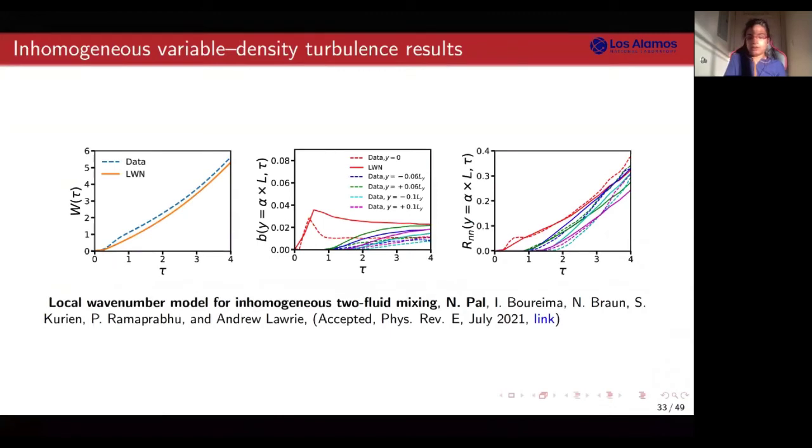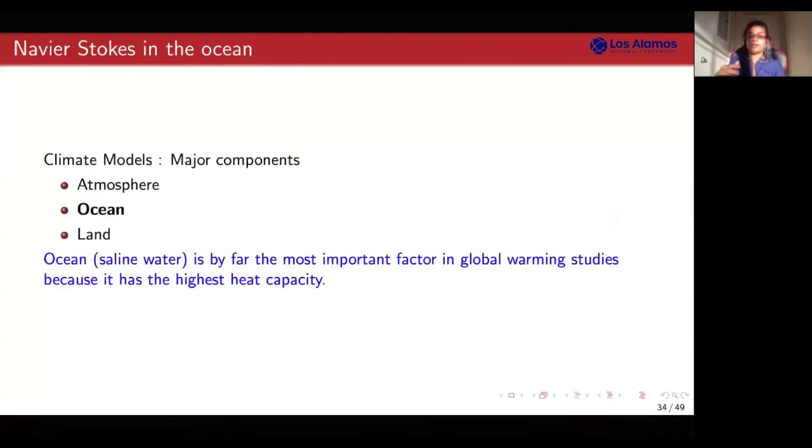Okay, so with this, I end my discussion on miscible fluids, and I go on to discuss some things about my future work. So the future work, meaning I am working on these things right now, and I wish to continue this work for the next 3 years or so. So basically, I am studying Navier-Stokes in the ocean using simple mathematical models. Now, Navier-Stokes in ocean also is important for climate models.